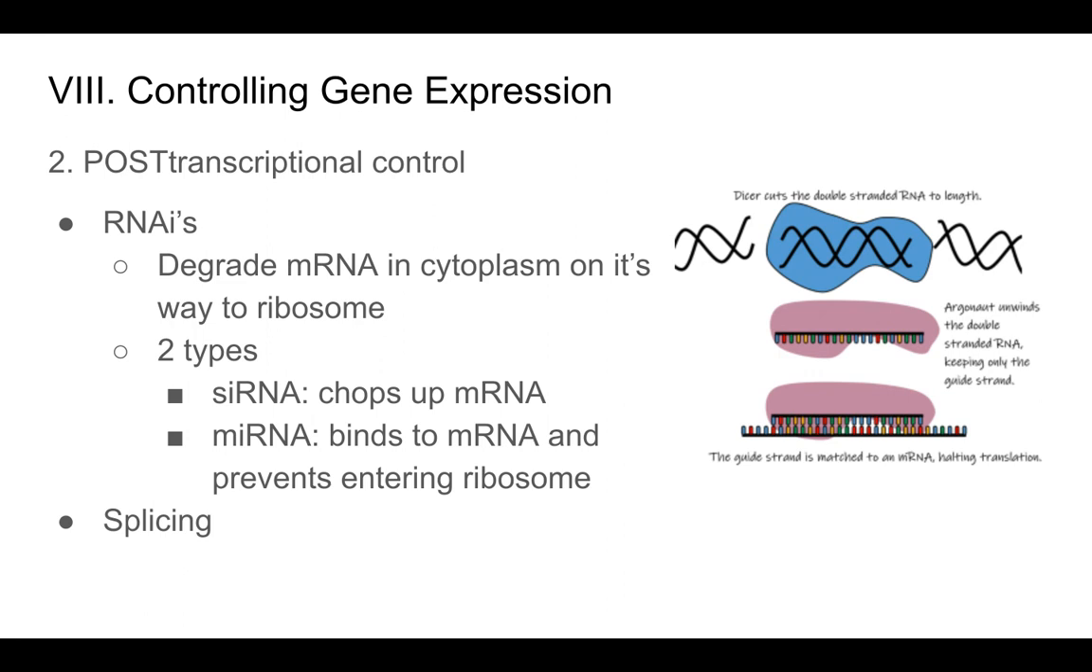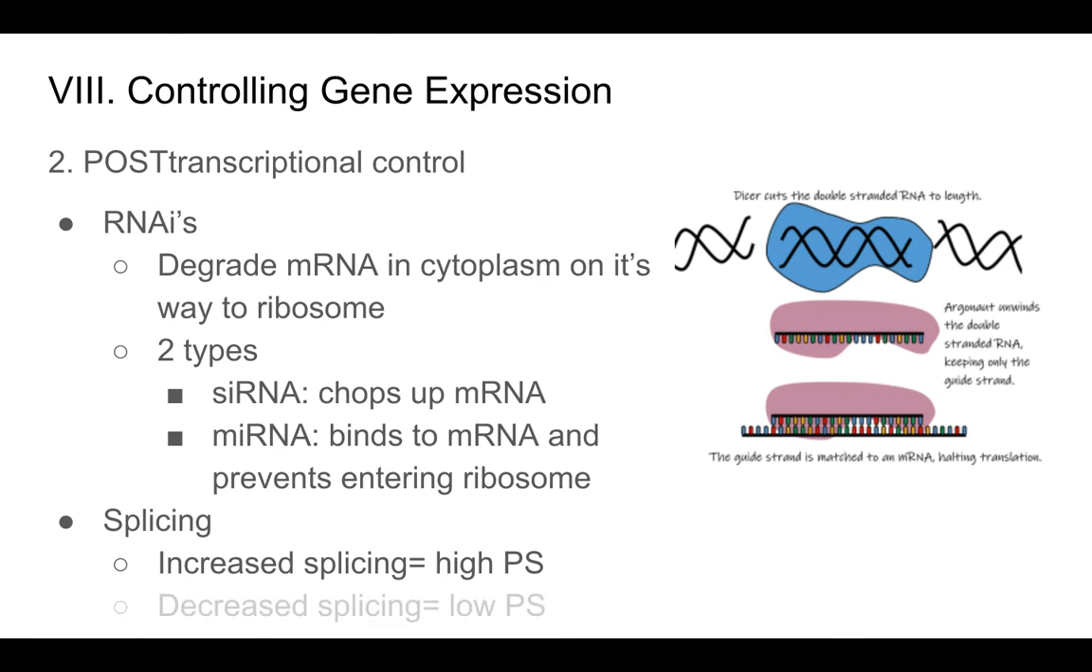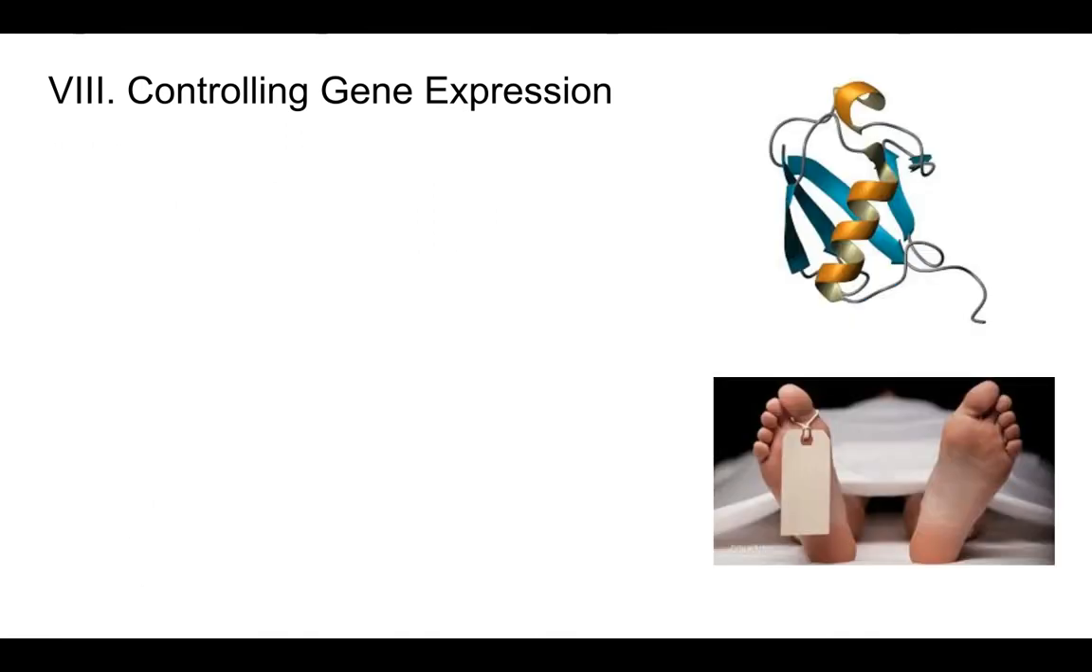The last post-transcriptional control is splicing. And so there's not a ton to say here because we already know what splicing is, but I would just toss out to you that if you do splicing correctly, you're going to promote PS or protein synthesis. If you don't splice correctly, or if you splice slowly, then you're going to lower or slow your rate of protein synthesis. So controlling splicing could also be a control mechanism for gene expression. Again, focused on the messenger RNA, so it is a post-transcription control.